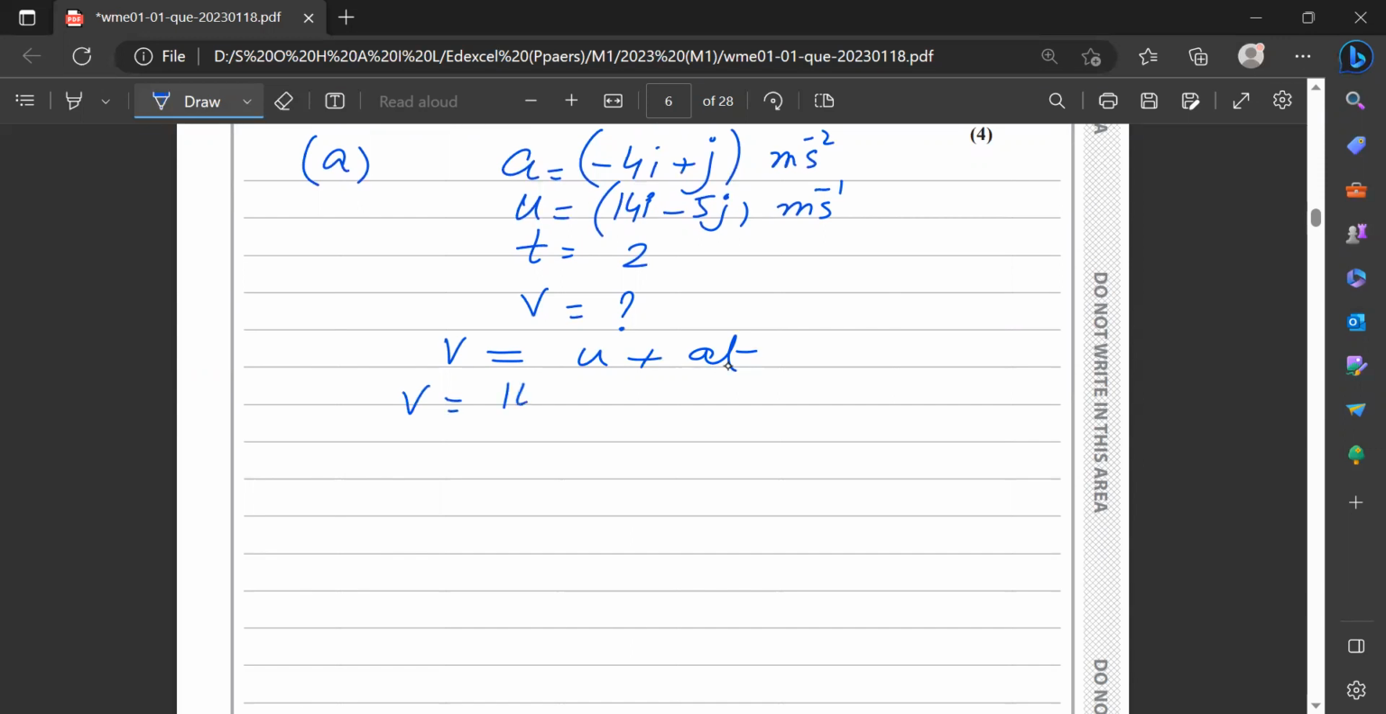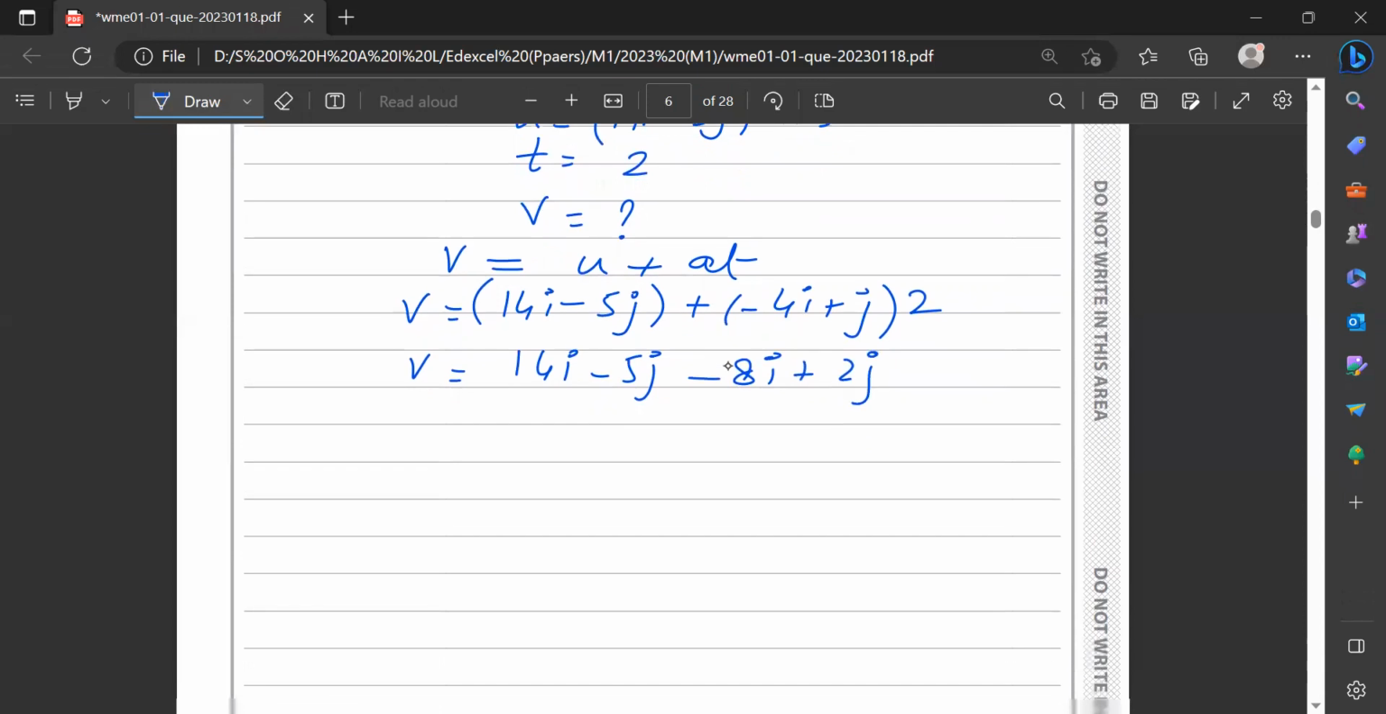U is the initial 14i minus 5j, plus a, which is minus 4i plus j, times 2. Simplifying this velocity expression: minus 5j minus 8i plus 2j. Or you can do otherwise, you can first find the magnitude. So I'm doing it this way. So 14, and this is now 6i minus 3j, the expression for the velocity vector. So find its magnitude, because speed is the question.